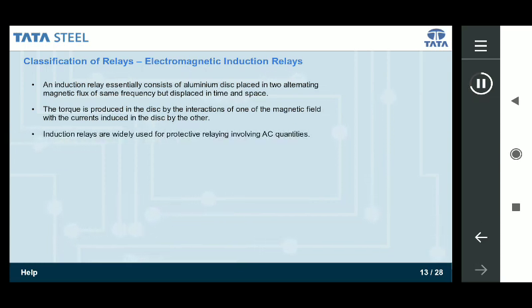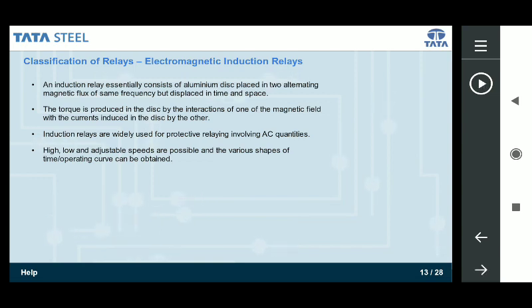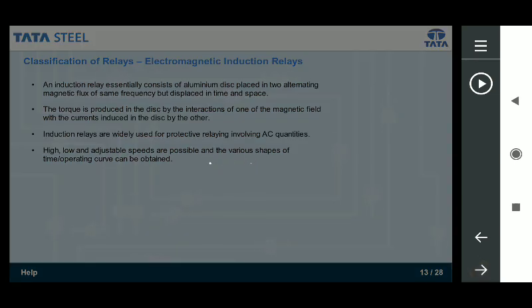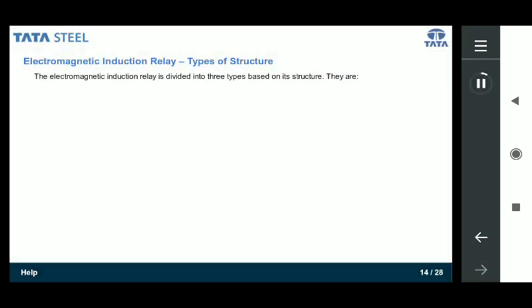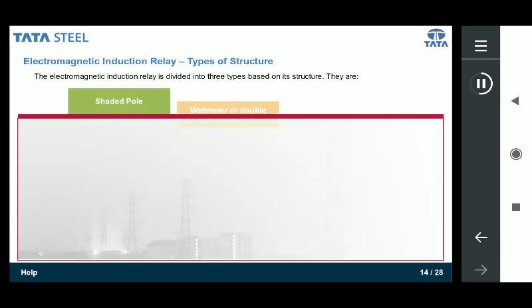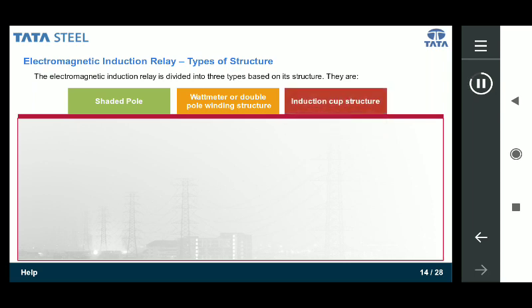Induction relays are widely used for protective relaying involving AC quantities. High, low and adjustable speeds are possible, and various shapes of time or operating curve can be obtained. The electromagnetic induction relay is divided into three types based on its structure. They are shaded pole, wattmeter or double pole winding structure, and induction cup structure. Click on each tab to learn more.